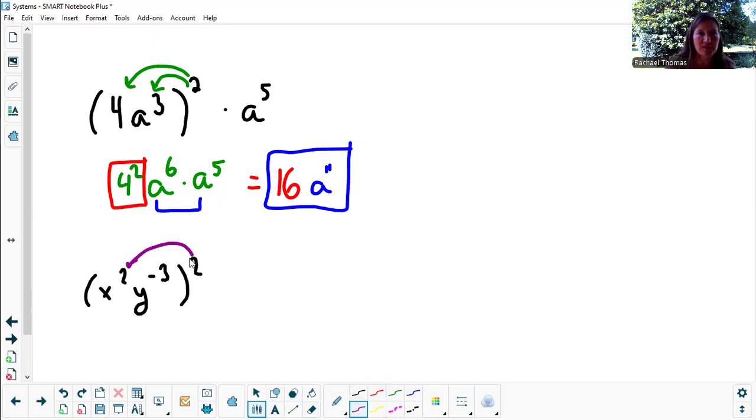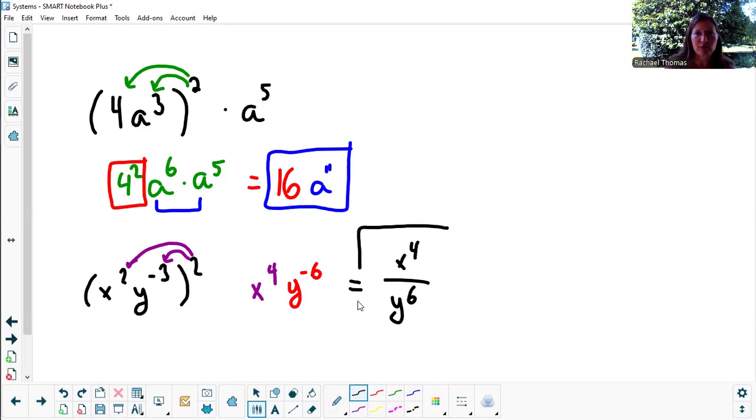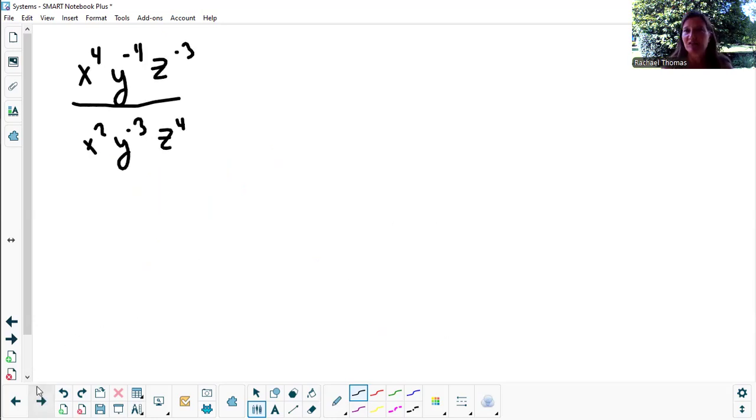Let's start this one the same way, kind of distributing. 2 times 2 is 4. Negative 3 times 2 is negative 6. And again, I can't leave that negative in the exponent for my final answer, so I'm going to put it in the denominator, x to the 4th over y to the 6th. And again, I can't combine these any further because one is an x term and one is a y term. So I'm going to resist the temptation to subtract 4 minus 6 and try and simplify it that way.